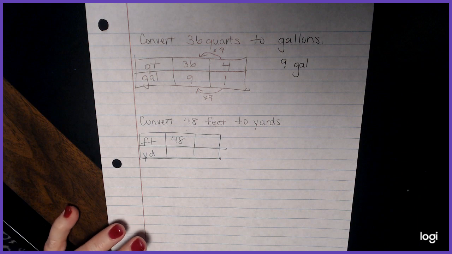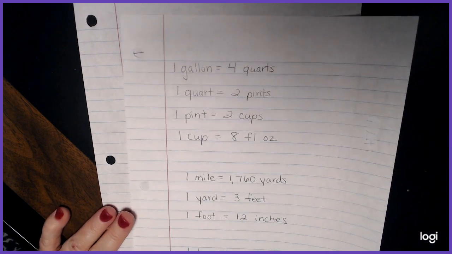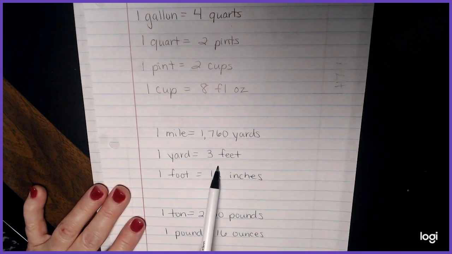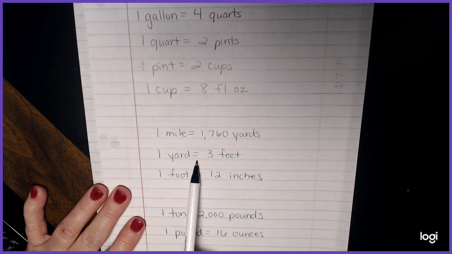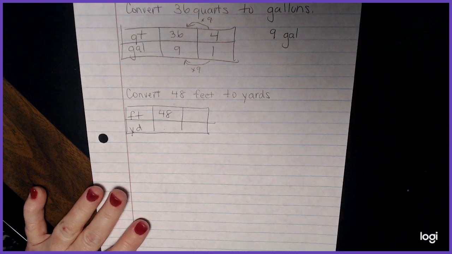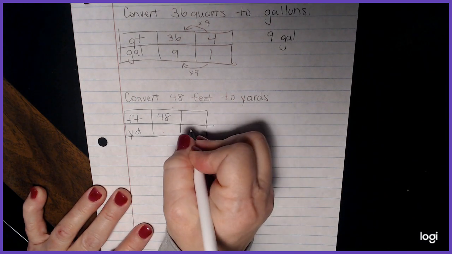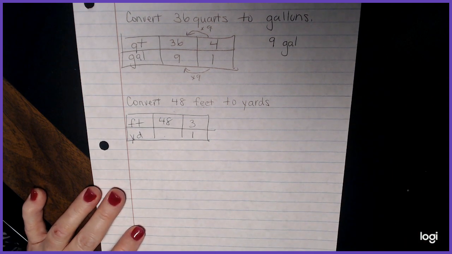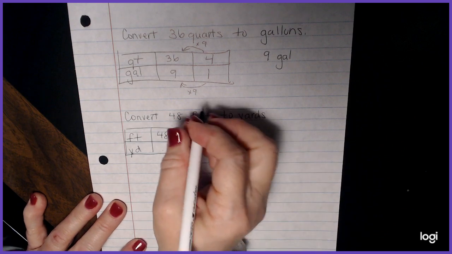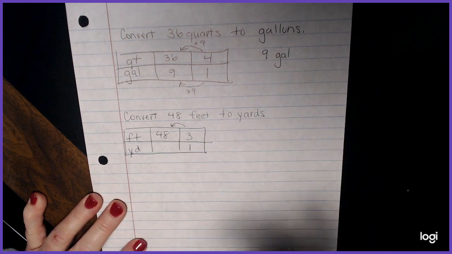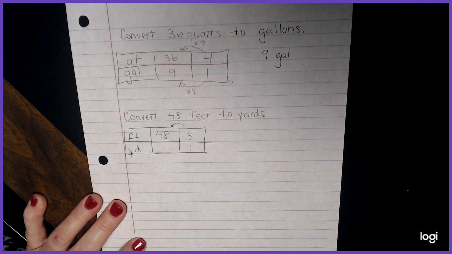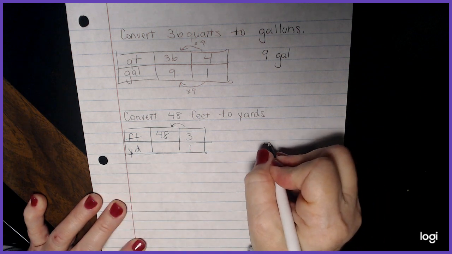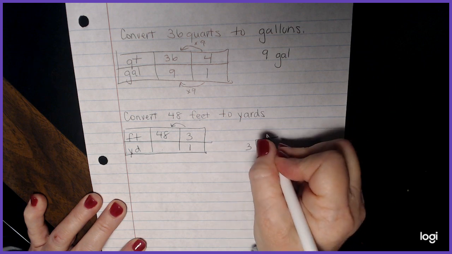We're going to go back to the notes that we took. See if we can find something on here with feet and yards. Right here. 1 yard equals 3 feet. So we will go to our paper and we will put 1 yard, 3 feet. Now, how do we solve our ratio table? All right, well, 3 times something equals 48. If I don't know that off the top of my head, I'm probably going to have to do the opposite operation and divide by 3 like this.